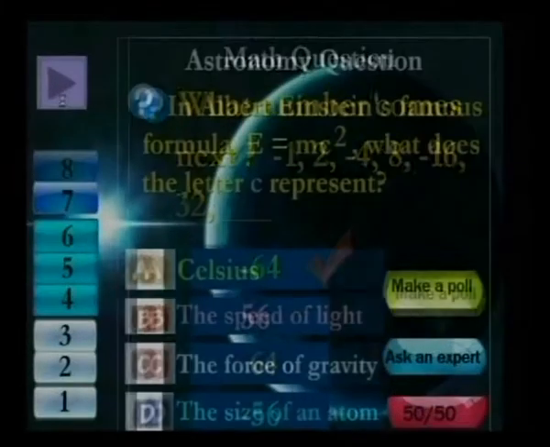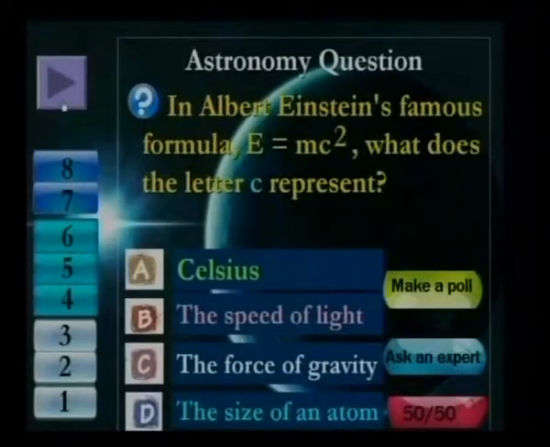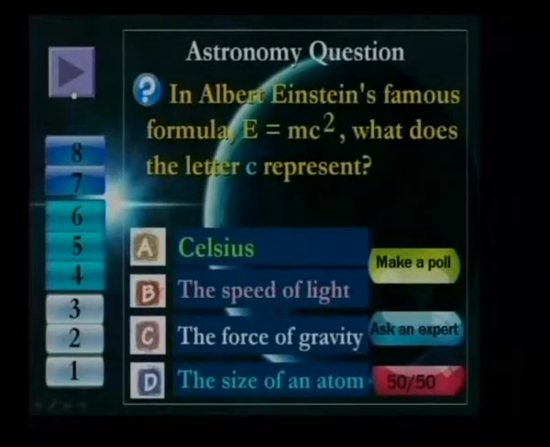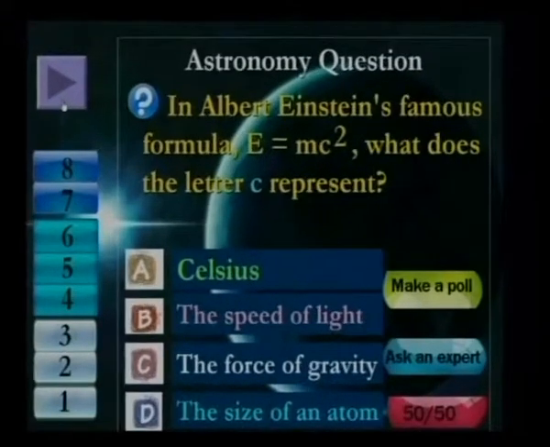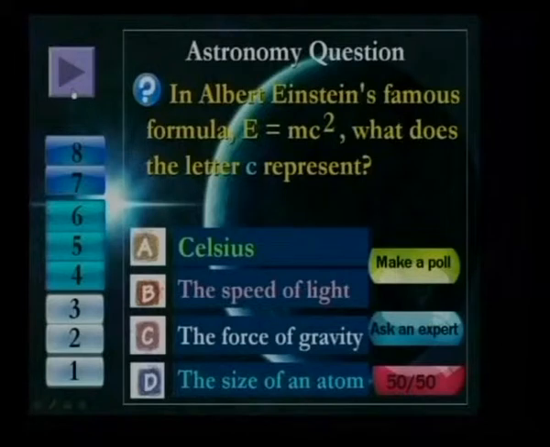Fantastic. We are moving towards success. It's an astronomy question. In Albert Einstein's famous formula, E equals mc squared, what does the letter C represent? A, Celsius. B, the speed of light. C, the force of gravity. D, the size of an atom.